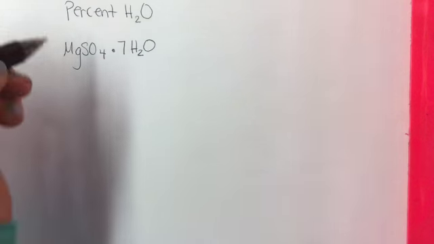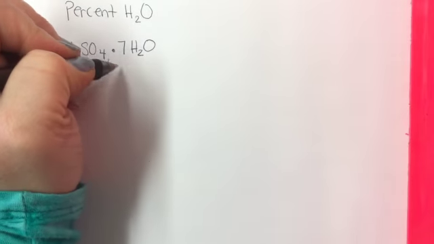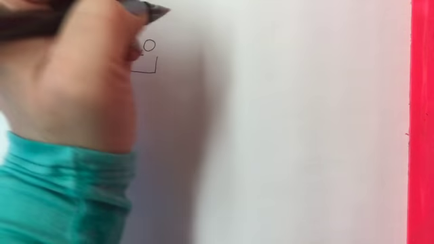Now, this is basically the same thing as percent composition. You're going to find the mass of your salt, you're going to find the mass of your water, and then you're going to take your water divided by the total mass of everything. It's the exact same thing. So you want to make a note of that on your sheet.